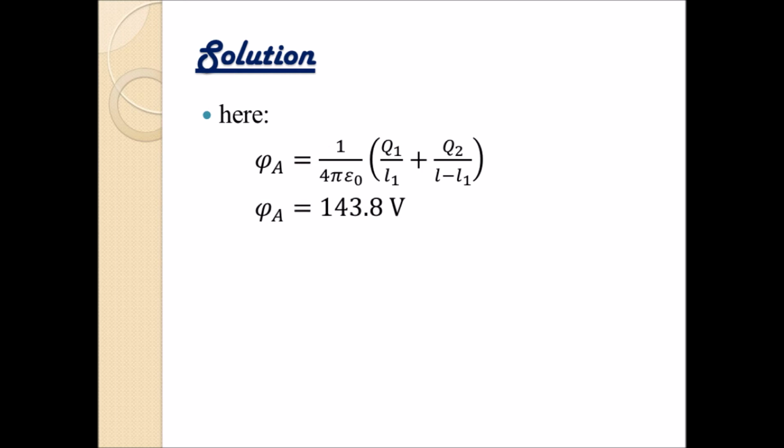143.8 volt. Wait, what about this unit volt? Where does it come from? Because phi, if we have a closer look, we see that epsilon 0 was farad per meter, Q is in coulomb, and the length again in meter. This doesn't look like volt, does it?